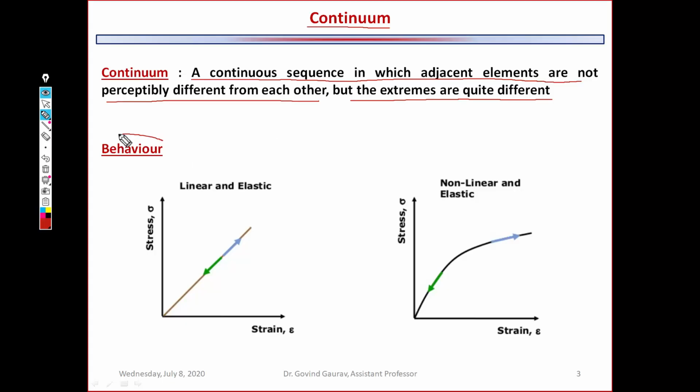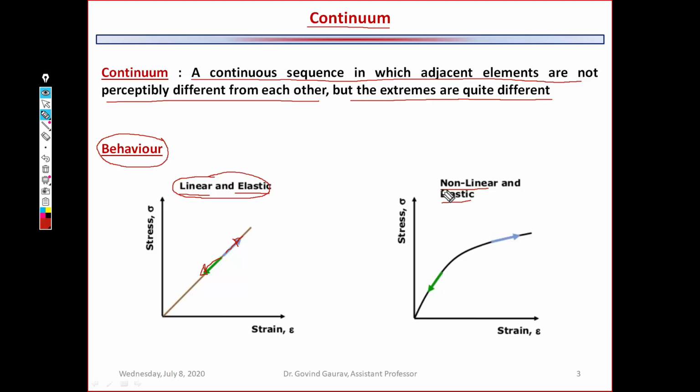The behavior of the materials, the behavior of the continuums, can be linear and elastic. It can be non-linear and elastic. We will say that the behavior of the material is linear and elastic when, in the loading graph, this one is the loading graph and this one is the unloading graph, the unloading graph exactly retraces the loading path.